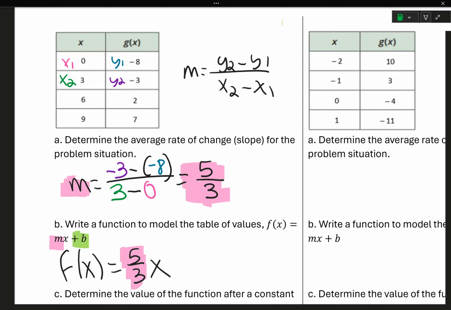Remember, b is our y-intercept. The y-intercept happens when x is 0. Do you see where x is 0? Yeah, right here. So, minus 8. Now, if you had written plus -8, you're still right.